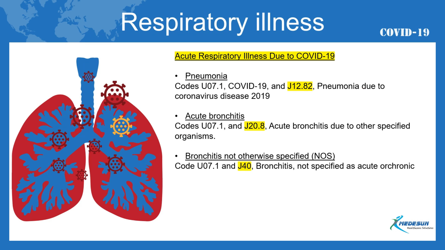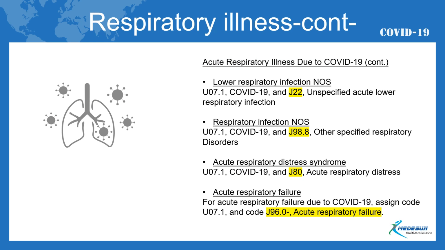Respiratory illness. Acute respiratory illness due to COVID-19. First, you have to code U07.1. If there is pneumonia, then you have to code J12.82. If it's acute bronchitis, code J20.8. And if there is bronchitis not otherwise specified, then code J40. Make sure U07.1 is always the principal diagnosis. So this is an example of how you have to code the respiratory illness.